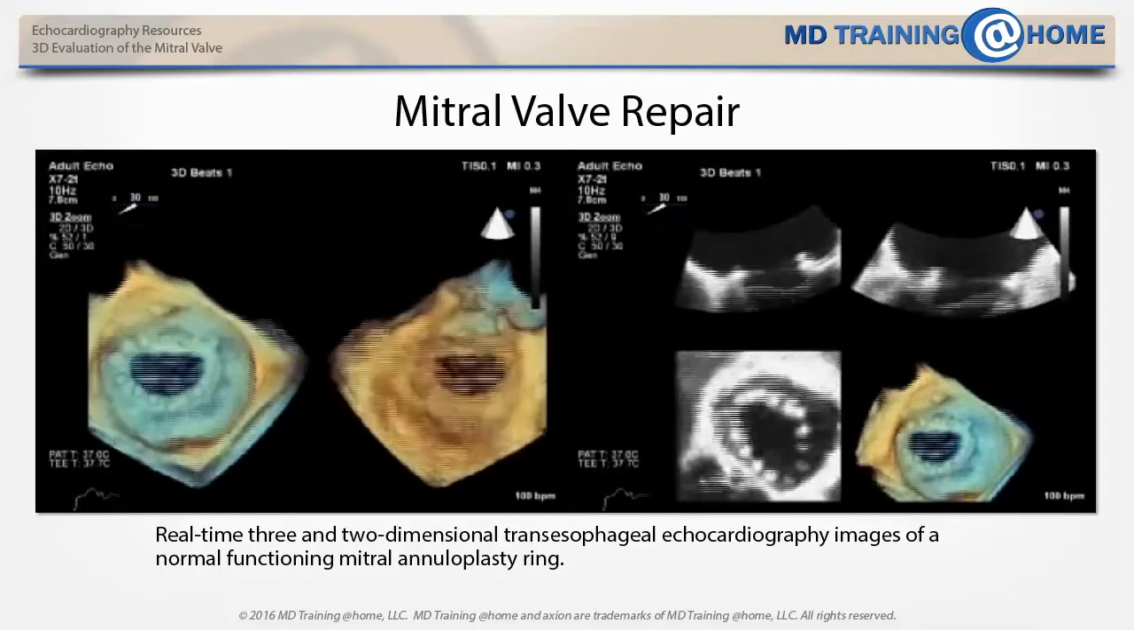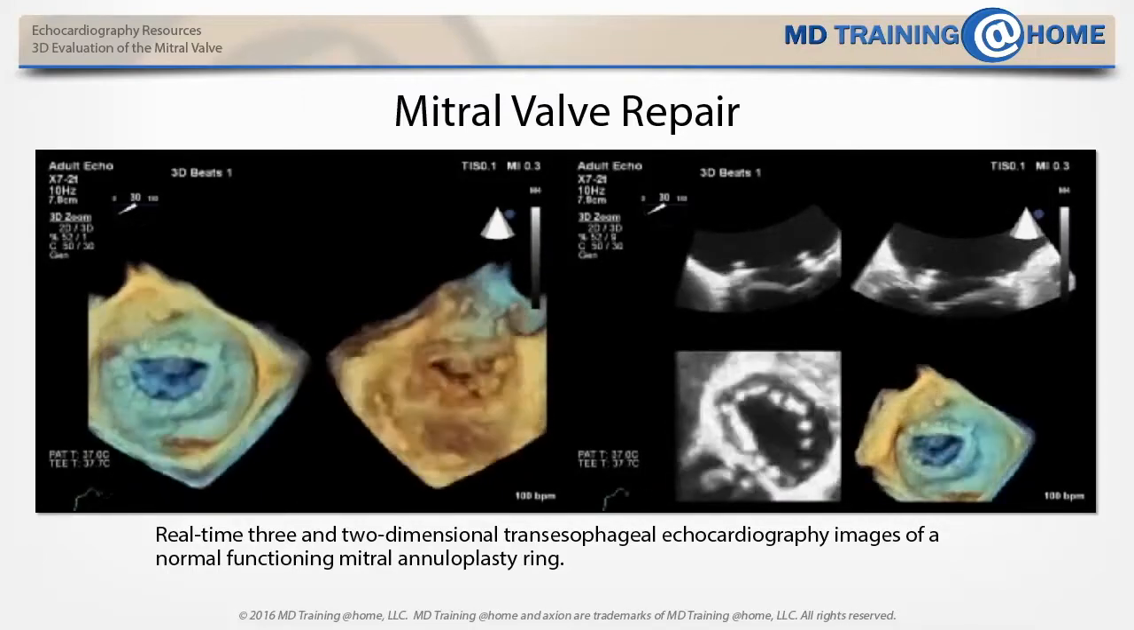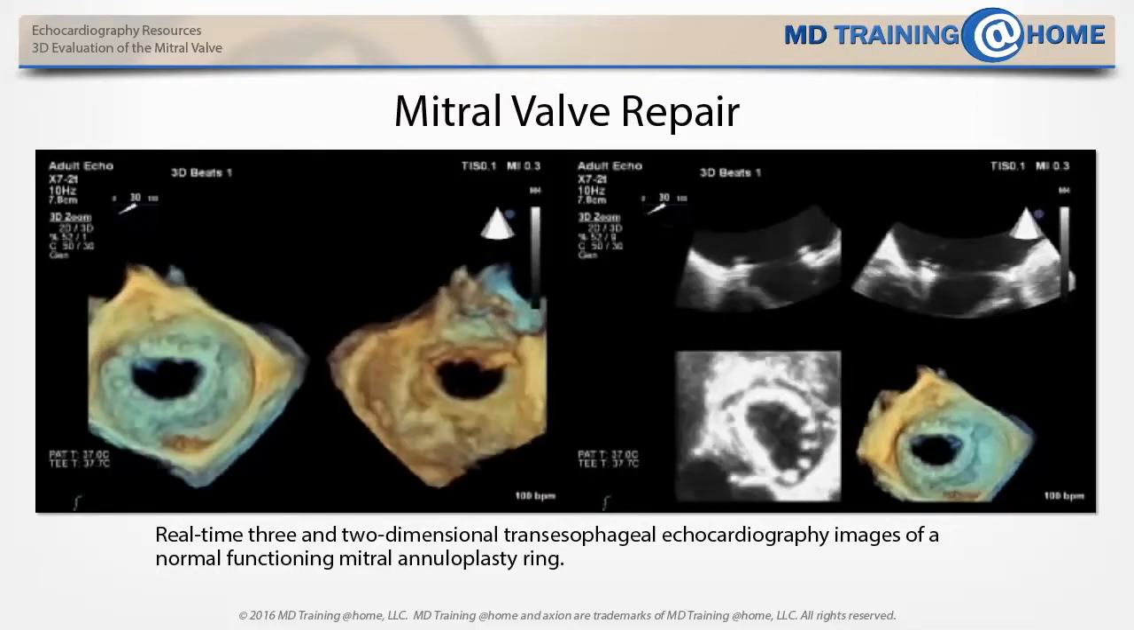In this example, real-time 3- and 2-dimensional transesophageal echocardiography images demonstrate a normal functioning mitral annuloplasty ring.